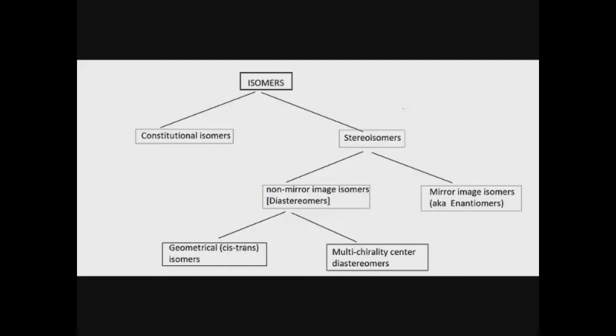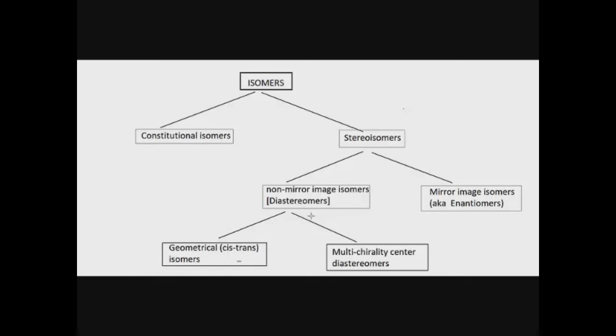Now, we've already learned about geometrical isomers. If you think about it, geometrical isomers are non-mirror image stereoisomers. Are cis and trans isomers mirror images? Well, no. They're stereoisomers, therefore we could call them non-mirror image stereoisomers. You see, they're a subcategory of diastereomers.